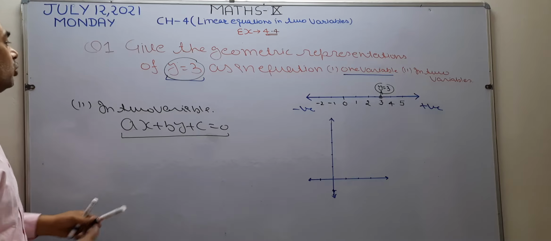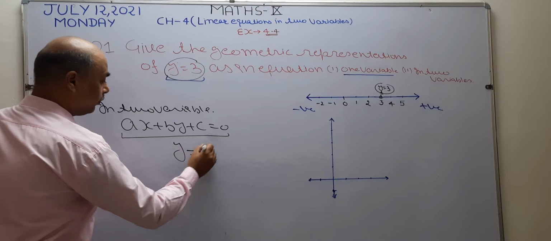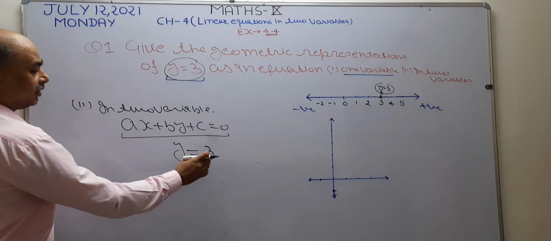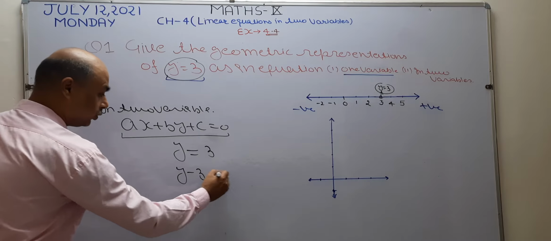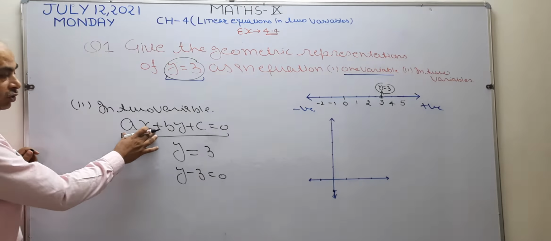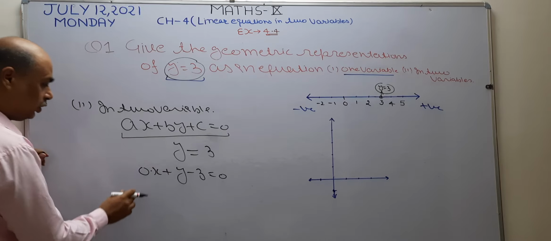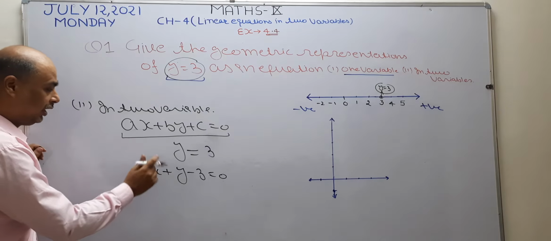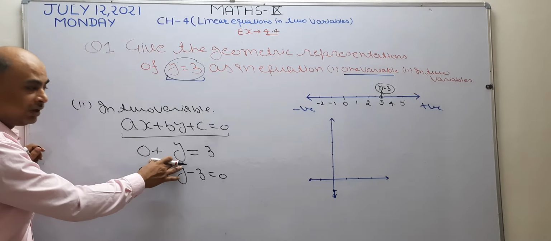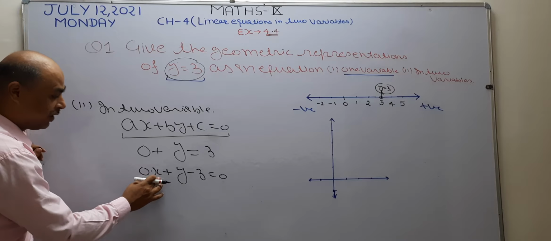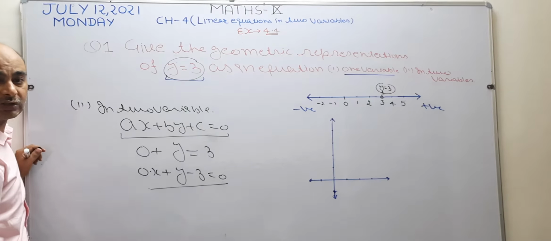Now I want to convert the given equation into the standard form. So I take this positive 3 from right to left, so this becomes y minus 3 equal to 0. Since x is missing, instead of x I can write 0 into x. As you know, 0 into something is 0. It means when I add 0 times x to y, it is going to remain the same. So it can be written as 0 into x plus y minus 3 equal to 0. Now it is in the standard form of the linear equation in two variables.